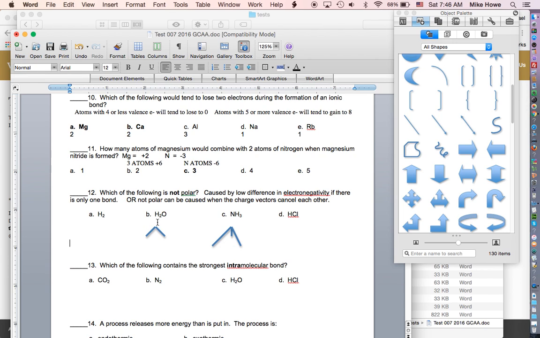So both of them are going to be polar because the electrons are going to move in the direction of the more electronegative element. In this case, electrons are going to move that way, and they're going to move this way toward the oxygen. So these vectors don't cancel each other out. Over here, the vector is going to move toward the nitrogen because it's more electronegative than hydrogen, and they're not going to cancel each other out either. So these are both going to be very polar, and these guys are nonpolar.